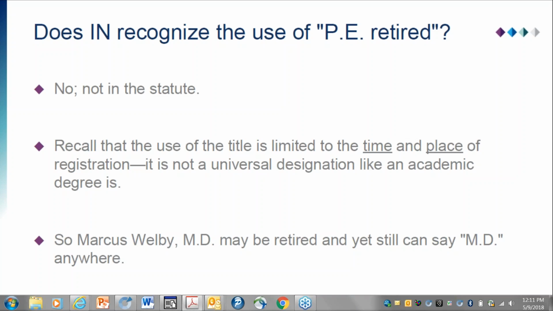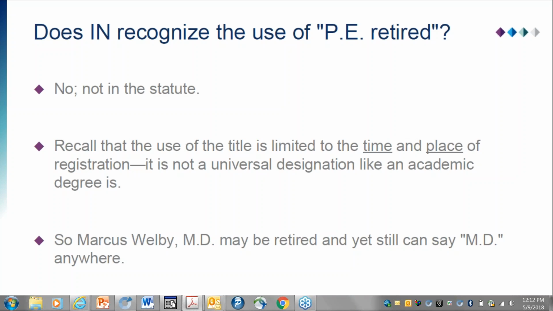Okay, moving on to the next slide regarding can you use the designation of PE retired, and Indiana does not have a statute that provides for that. And use of the initials PE after your name are limited to the time and place of your registration. So unless and until you have an active license, you cannot use that designation, even if you designate yourself as PE retired. So unlike an academic degree like MD or JD or the like, you are not allowed to use that designation. And you're only allowed to use the PE initials if your license is active and current.